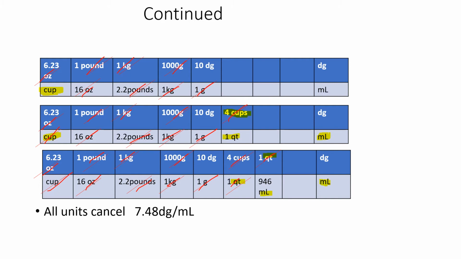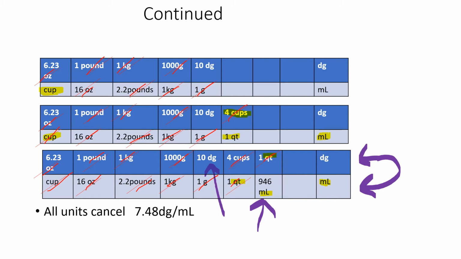So we go back and look. All of our units have canceled except for 2. We use purple arrows to point these out for us. The only things that haven't canceled are our decigrams in the numerator and milliliters in the denominator. We look and we see what we want on each of these. We want decigrams in the numerator, and we want milliliters in the denominator. We're where we want to be on this. So this is set up correctly.